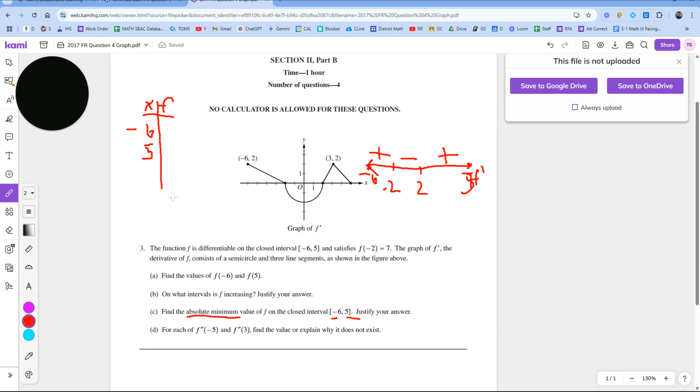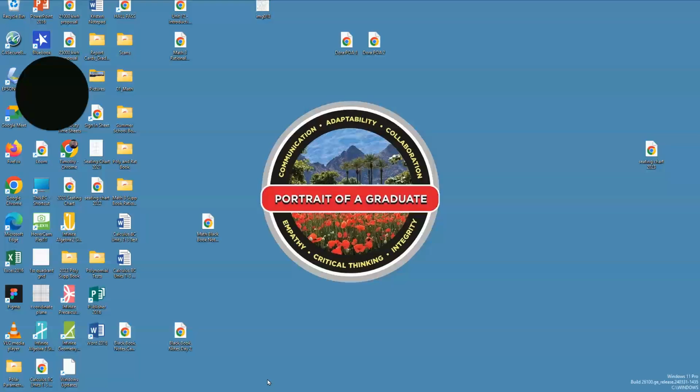And then we think, what are the critical numbers from -6 to 5? And we just found them, -2 and +2. So those are the 4 values I have to evaluate at. So I'm going to switch over to my hover cam, but we're going to do a table of values, and we're going to find what f equals at -6, 5, -2, and 2. Okay? So I'll switch over again.